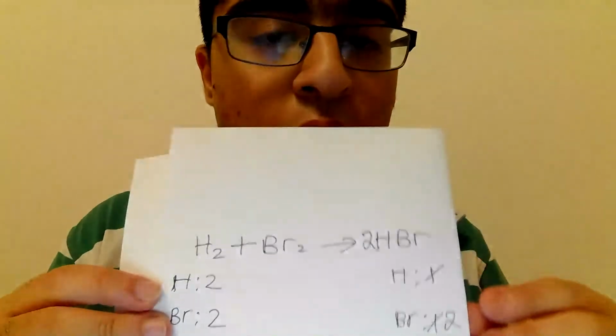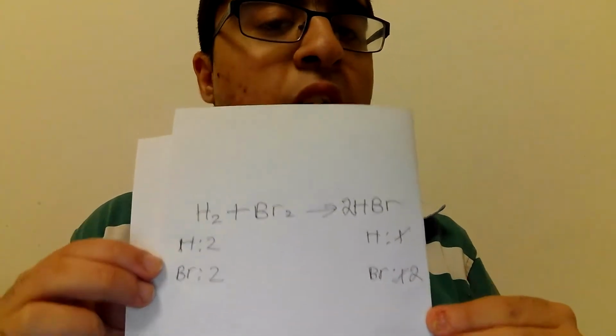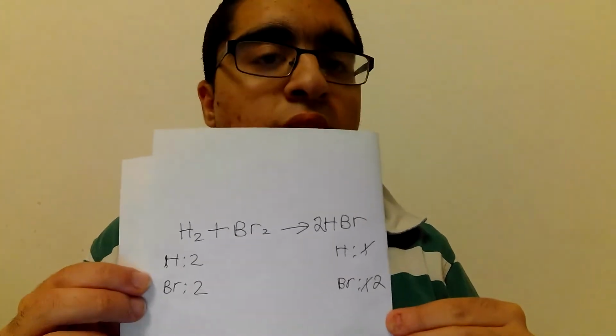But then it says balance the equation H2 plus Br2 gives you HBr. Now, I already did this question before recording the video, so I'll just show you what I've done. As you can see here, I've done H2 plus Br2 gives you 2 HBr. But when you're writing this, what you're going to write first is H2 plus Br2 gives you HBr.